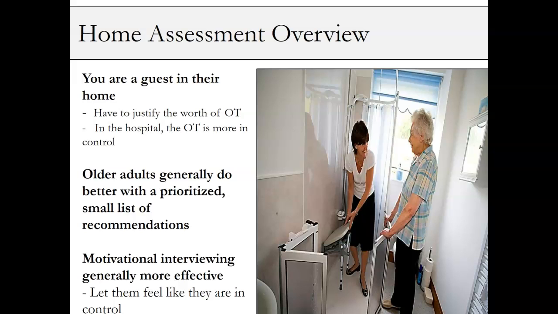Older adults generally do better with a prioritized small list of recommendations. I think we've talked about this a little bit, but you're going to have all these ideas, which you should have, and it's great to have all these ideas to make their home environment safer, but you're just going to snow them under and overwhelm them. They're just not going to get it. So focus down to one or two things, maybe just one thing for the week, see how that goes, try something else, and slowly build your relationship and build the recommendations. Motivational interviewing, if you're not familiar with that, lets them feel like they're in control, so it's kind of their idea.